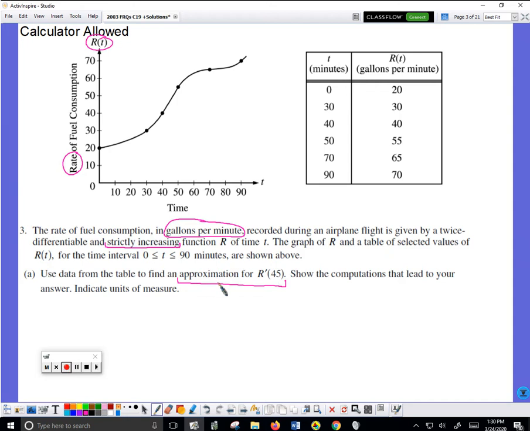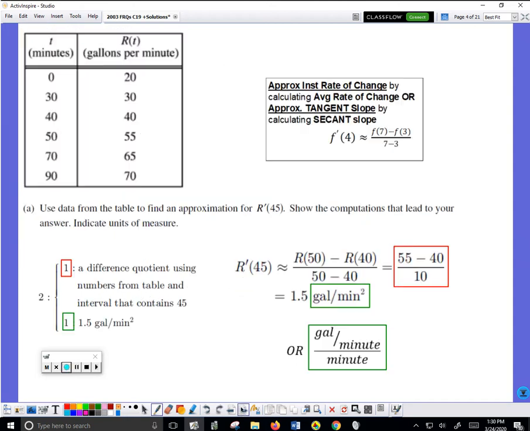So I remember this box from the golden notes, to approximate an instantaneous rate of change. Because they are asking me to approximate R prime of 45, this box on the golden notes applies to what they are talking about. I'm approximating an instantaneous rate of change of R. We do that by calculating the average rate of change, or in other words, we're going to approximate a tangent slope with a secant slope.